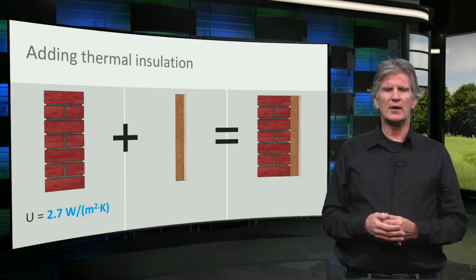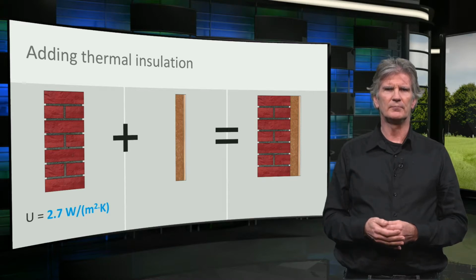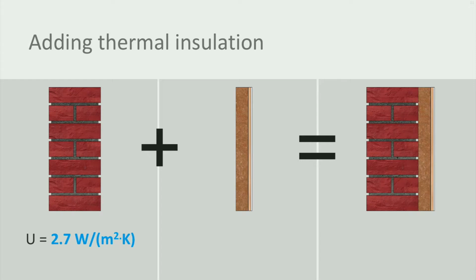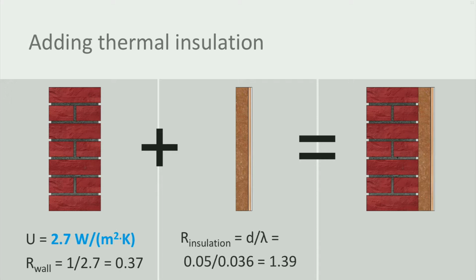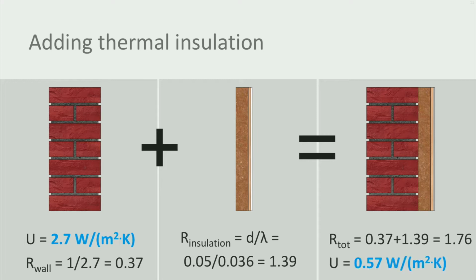Let us look at an uninsulated wall and see what happens if we add a layer of thermal insulation material. As we have seen before, the U value of the uninsulated 20 cm thick masonry wall is 2.7. So the total thermal resistance is 1 divided by 2.7, which is 0.37. A 50 mm layer of mineral wool insulation has a thermal resistance of 1.39. So in this case, the total thermal resistance is 1.76. This results in a U value for the insulated wall of 0.57.